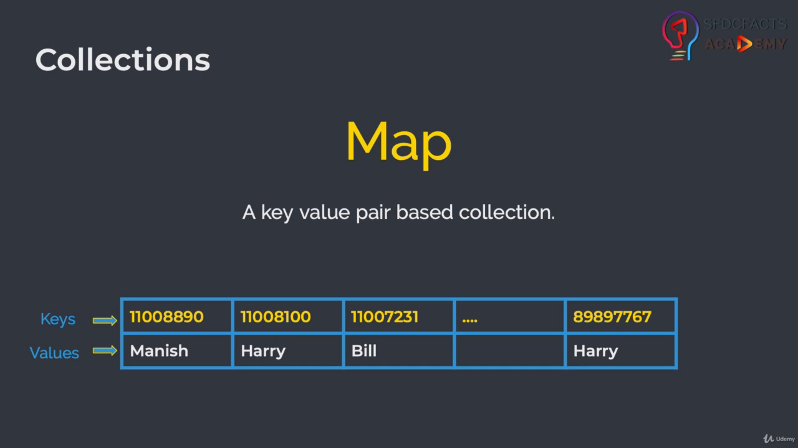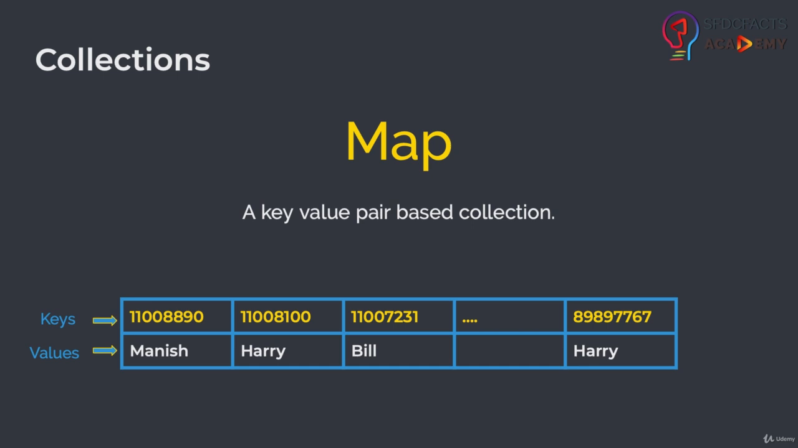To access the value, you need to get the value by a key. So let's say if you want to access the student Bill, then you need to access Bill through his roll number. Like set, map also doesn't use indexes. It only uses the keys and values. So you cannot access an item by its index. You can access the item by its keys.